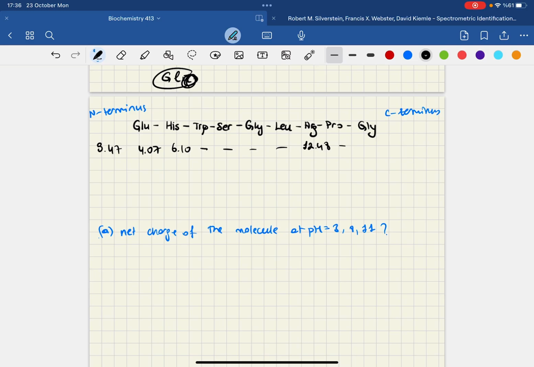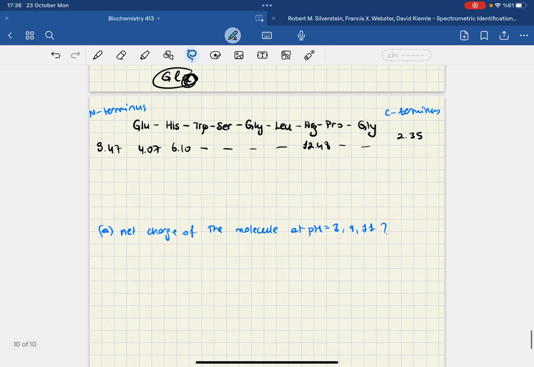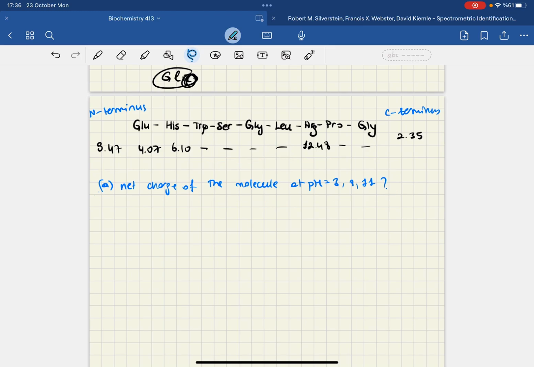We have glycine. Glycine has no pKa in its side chain, but it has a C-terminus, as all amino acids do, and its pKa is 2.35. All right, now knowing this information, we will analyze our question. It asks us the net charge of the molecule at pH 3, 8, and 11.